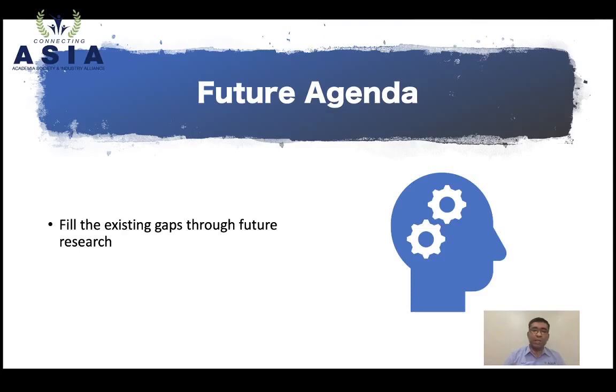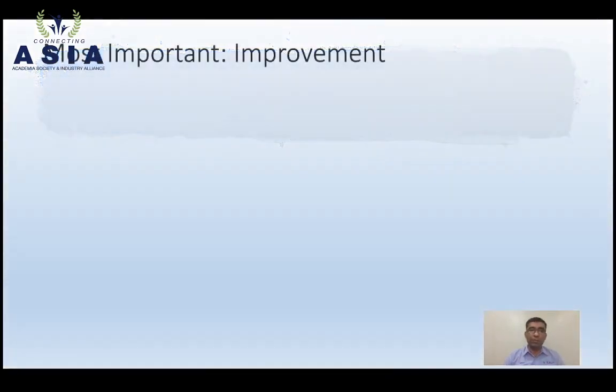Okay, so the future agenda is basically the gaps you highlighted in the conclusion part. You need to write that, okay, these areas have not been covered yet, so it is required for the future researcher to make some effort and do some work on these areas, and then we can move on. So this is how we can write a very basic systematic literature review paper.